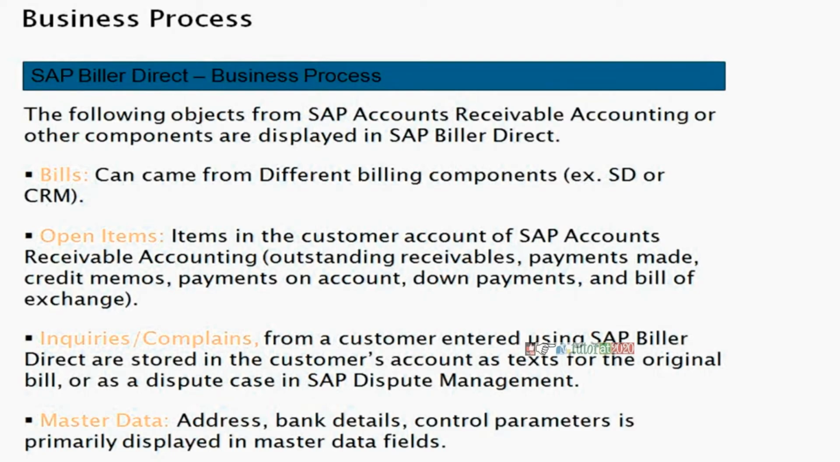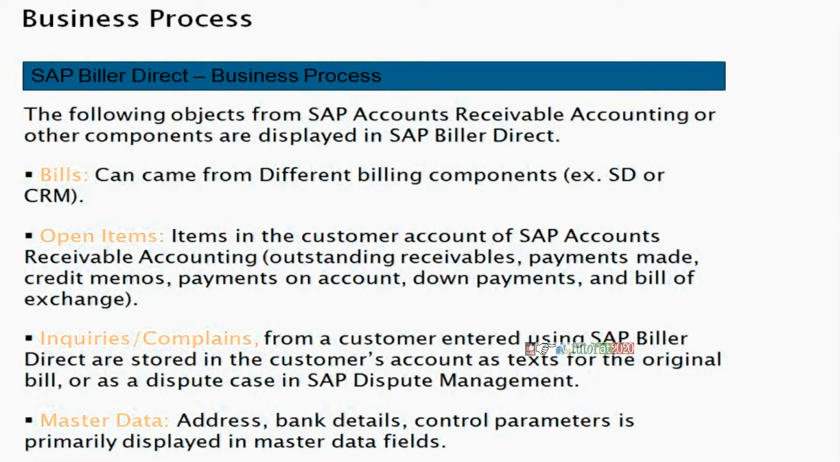Inquiries and complaints are nothing but your disputed items. From a customer, entered using SAP Biller Direct, they are stored in the customer's account and text for the original bills, or as a dispute case in SAP dispute management. Those things also your end customer will be able to see. Master data, address, bank details, control parameters are primarily displayed on the master data field.